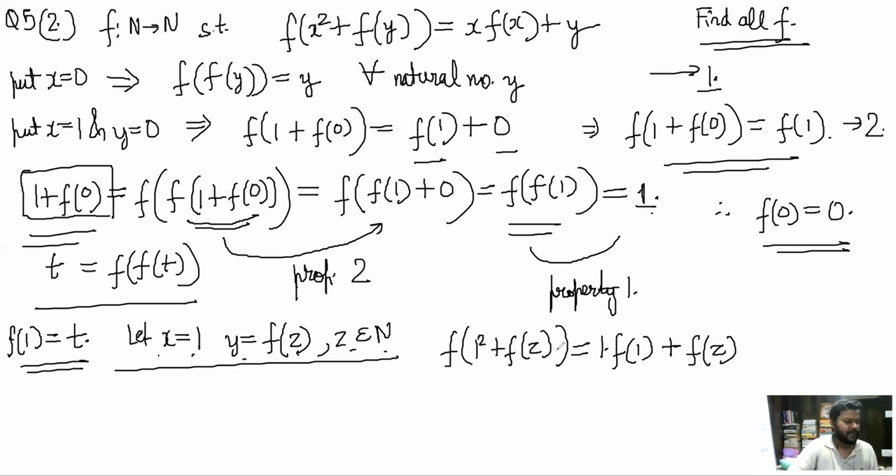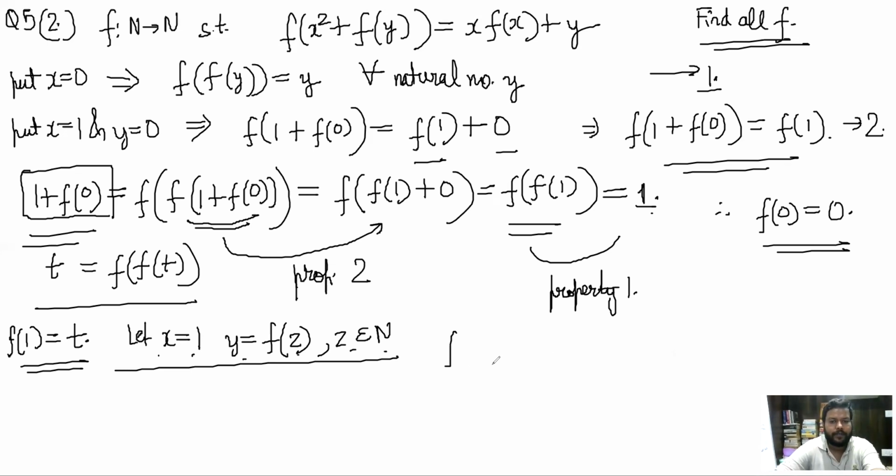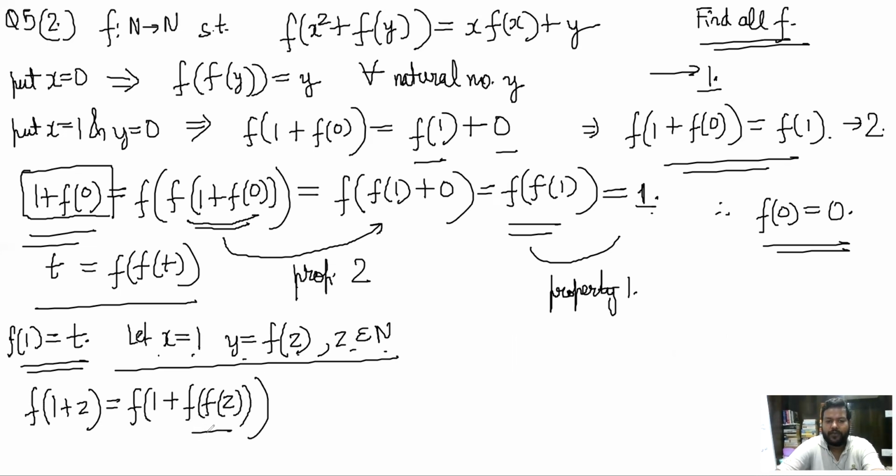Okay, I feel like I made some mistake here. I think what I want to do actually is f of 1 plus z. Let's think about what f of 1 plus z is. That is equal to f of 1 plus, since z can be written as f of z, f of z, right? That is property number 1. So now I have 1 square plus f of z, right?